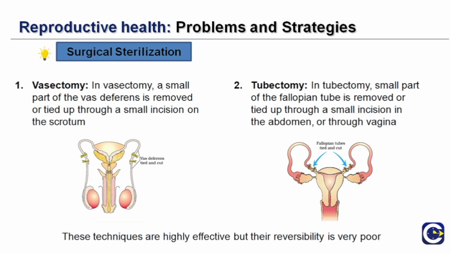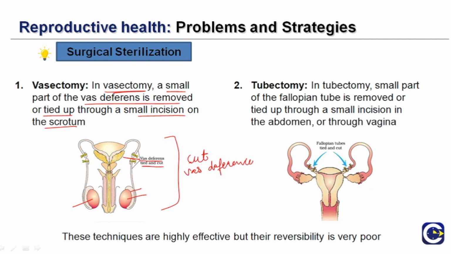So what is vasectomy? In vasectomy, a small part of the vas deferens is removed or tied up through a small incision on the scrotum. This is the male reproductive system. This is the pair of testes where the sperms are produced, and then the epididymis here. From the epididymis, the sperms move to the vas deferens. In vasectomy, a cut is made in the vas deferens, and then it is tied up.